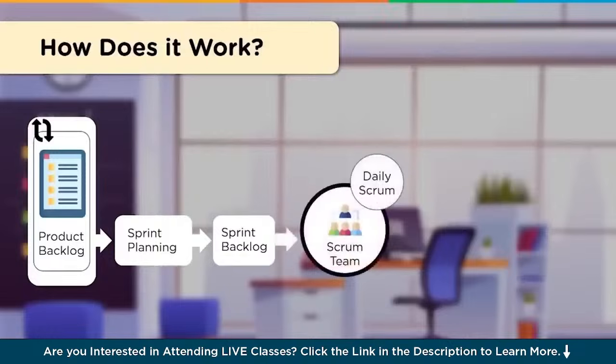Following this, the Scrum team, which is usually 5 to 9 members strong, will work on these tasks. Now they also have regular Scrum meetings where they talk about their victories, the issues they face, and what they plan to do in the next 24 hours.